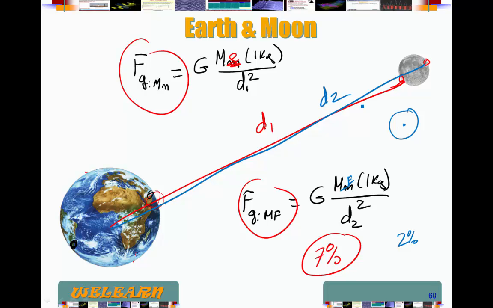So the effect of the difference in center of gravity results in tides at the surface of the Earth, and it results in us seeing only one side of the Moon when we talk of the Moon.